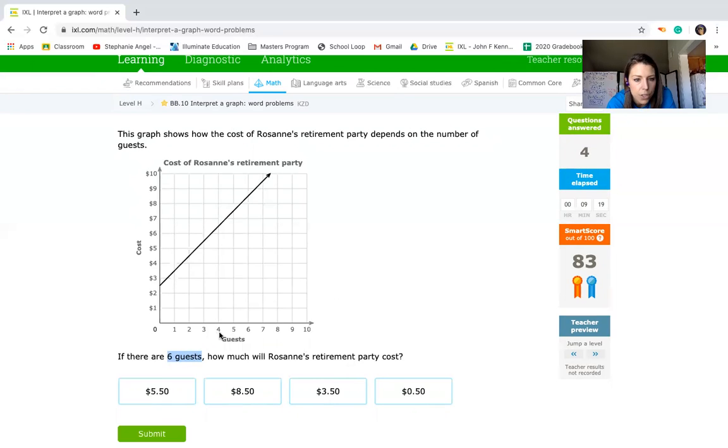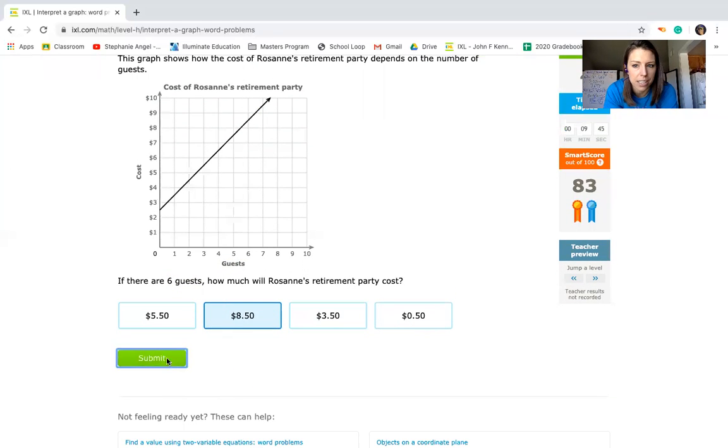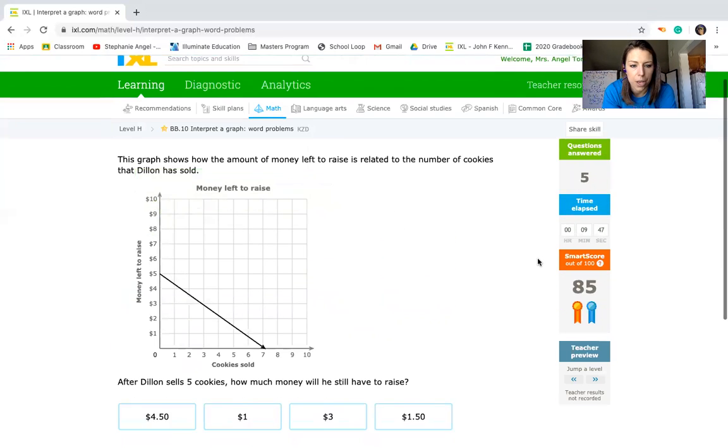Let's go to where you see guests, and we're going to be looking at 6. So I'm starting at 6. I'm going to trace it up to the line. And look at that. It's between 2 values again, which probably means it's going to be a decimal. So let's trace it over, and it's between $8 and $9. Which of these values is between $8 and $9? I think $8.50 is the only one. Click submit, and there we go.